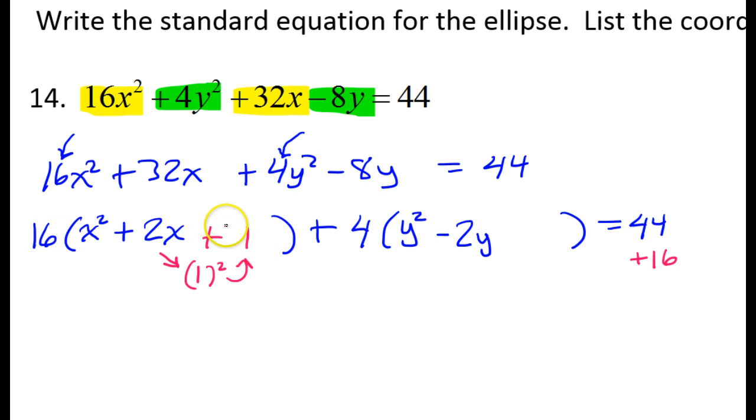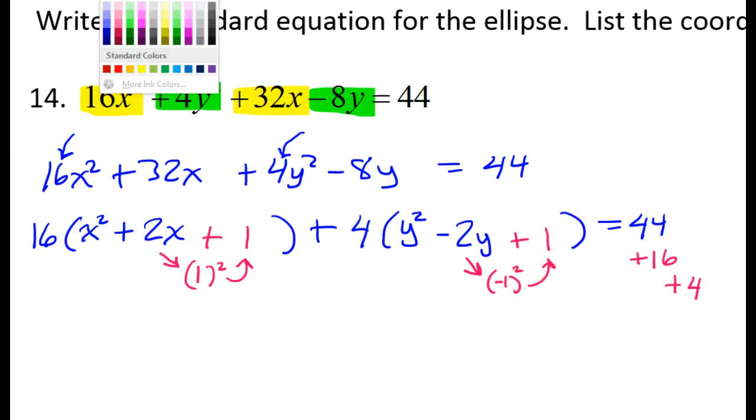Imagine the distributive property. Similarly here, half of this is negative 1. Negative 1 squared is again positive 1. But again, I need to multiply by this number in front of the parentheses to see what it will take to balance that out. So 4 times 1 is 4, so I will need to add 4 on the other side to balance out this change.